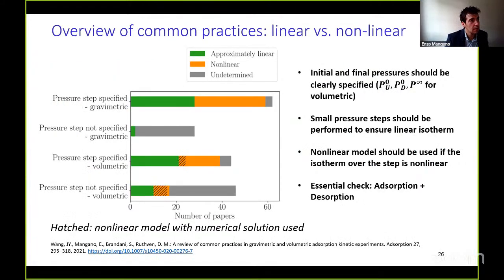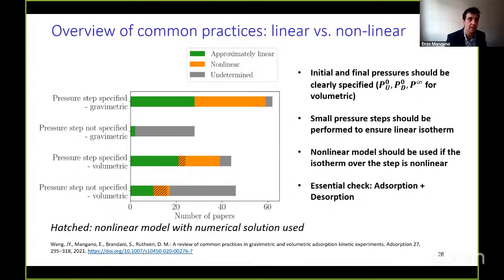Pressure step, as I mentioned before, there are different ways in which the pressure step can be applied, especially when we talk about gravimetric. But what is important is to report how big the pressure step or the concentration step is. In many publications, this is specified. This is true for the gravimetric, and about 50% of the volumetric systems specify how big the pressure step is. In some cases, the amount of the pressure step is not specified.